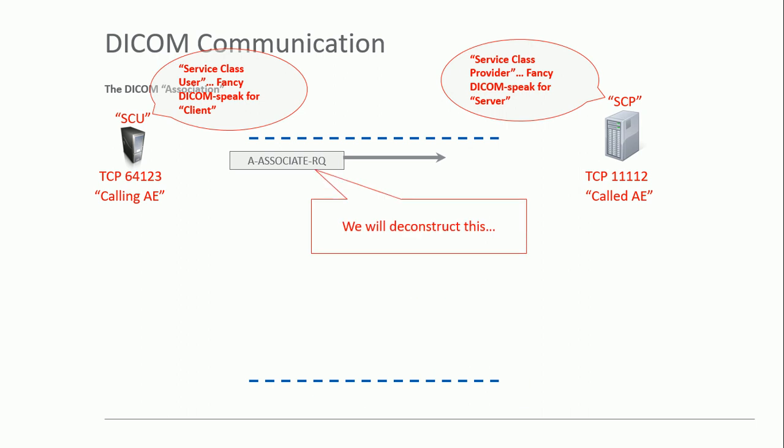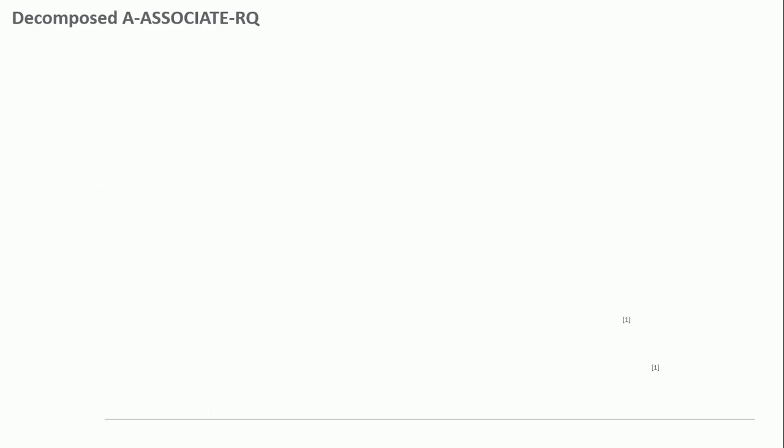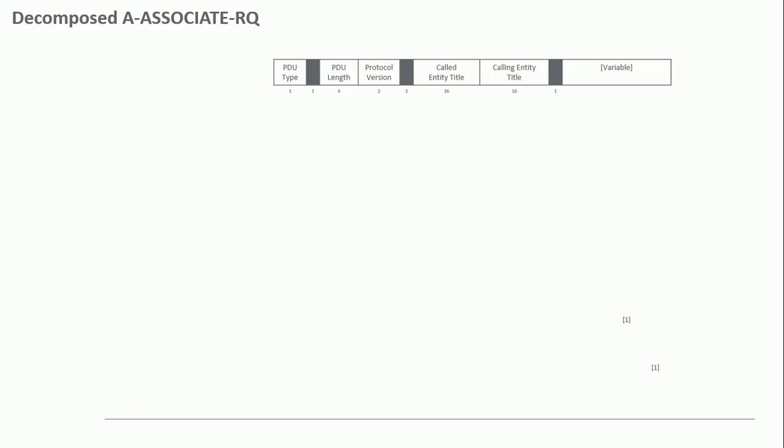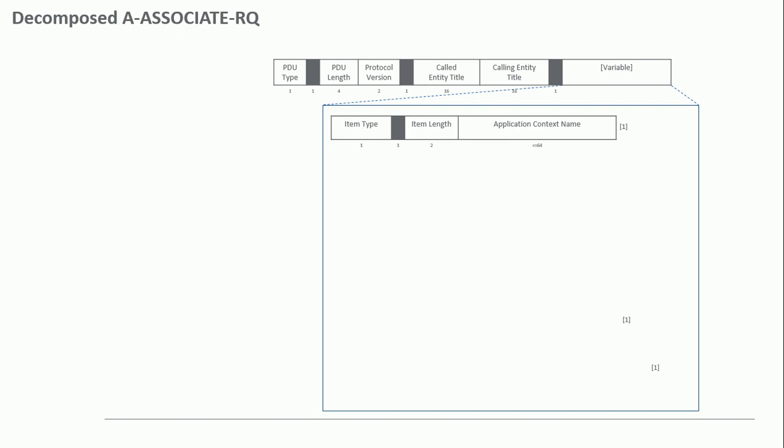Now, before I go further here, I want to break down what that association request looks like in DICOM. I want to deconstruct that a little bit. It's going to look a little bit like TCP standard, but this is an application layer message. First, you have the PDU type, the PDU length, the protocol version. You have your calling and called AE titles. Those are going to be in our association request.